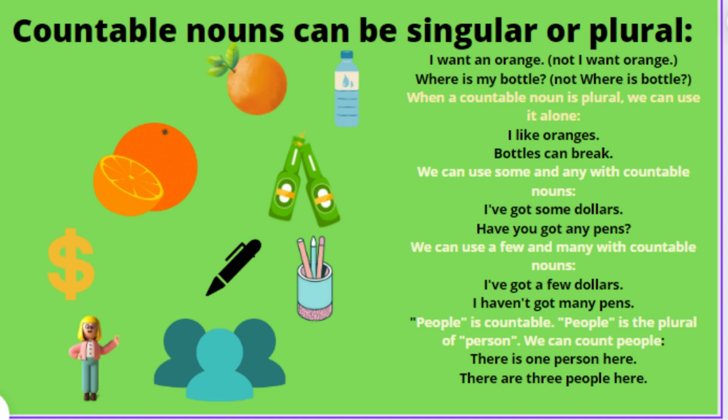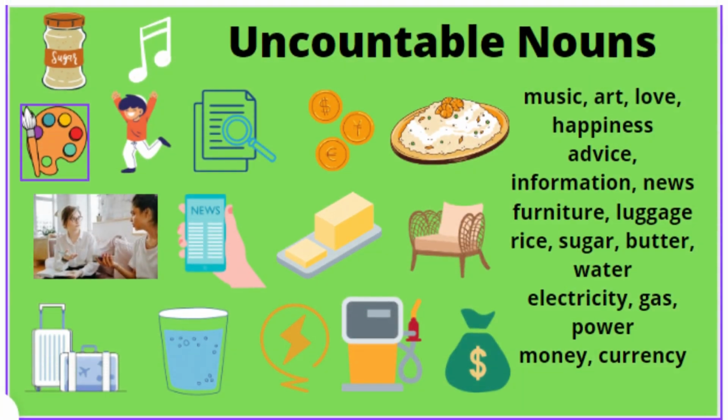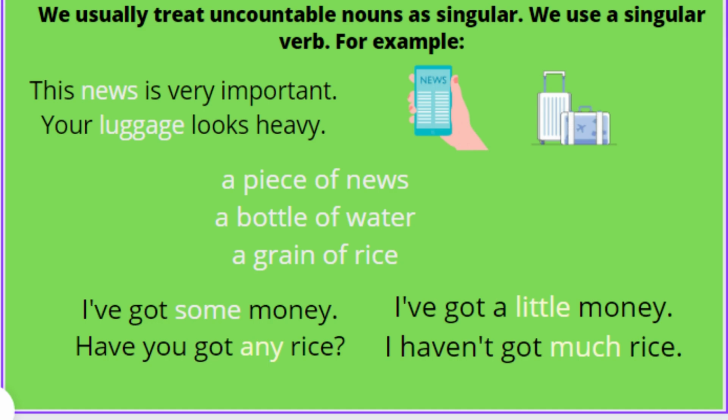Now let us move to uncountable nouns. Unlike countable nouns, uncountable nouns are substances, concepts, etc. that we cannot divide into separate elements. We cannot count them. For example, we cannot count milk. We can count bottles of milk or liters of milk, but we cannot count milk itself. Here are some more uncountable nouns: music, art, love, happiness, advice, information, news, furniture, luggage, rice, sugar, butter, water, electricity, gas, power, money, and currency.